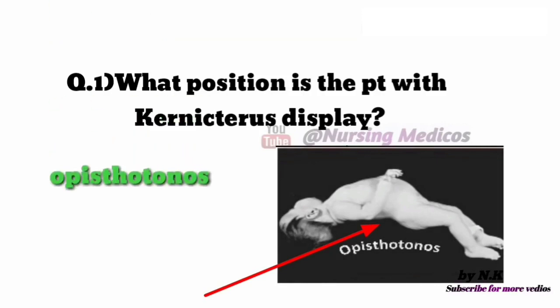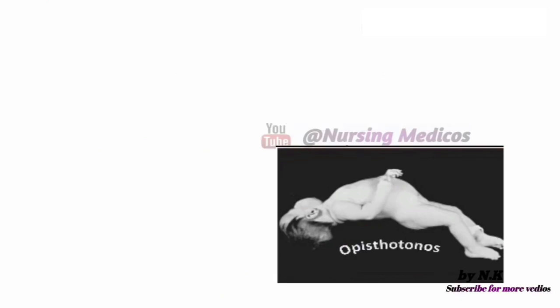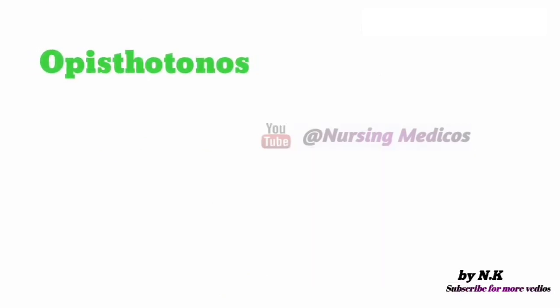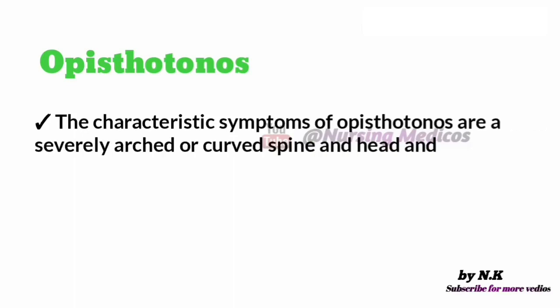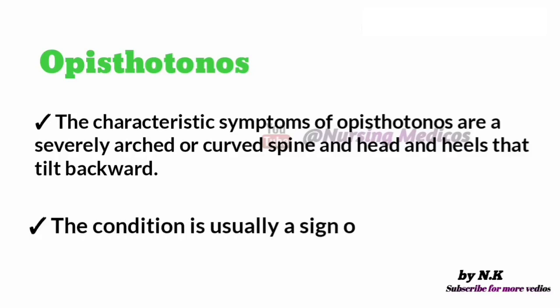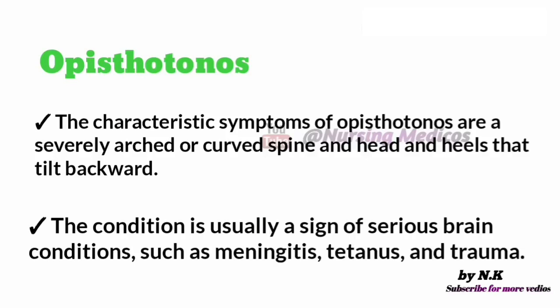We will see in the detail. Opisthotonos position. The characteristics of this position is, in that baby spinal is curved in shape and head and heel are tilted backside. The condition is usually the sign of serious brain condition such as meningitis, tetanus and trauma of brain.